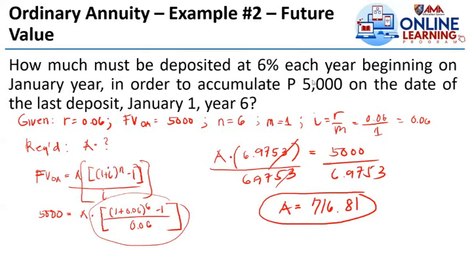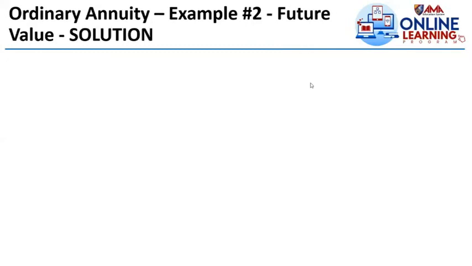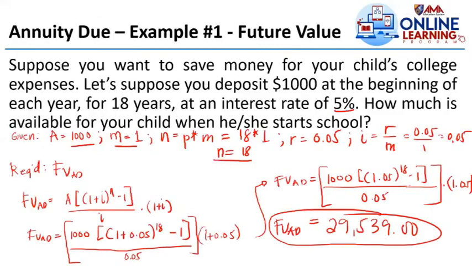So now let's proceed to the next example. Okay? So we're done with the ordinary annuity examples, two examples each. Let's go with annuity due, getting the future value. Suppose you want to save money for your child's college expenses. Let's suppose you deposit $1,000 at the beginning of each year for 18 years at an interest rate of 5%. How much is available for your child when he or she starts school?